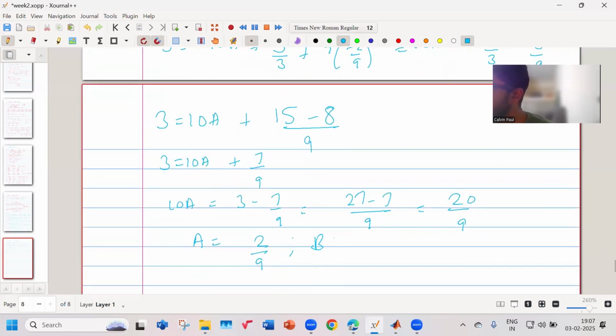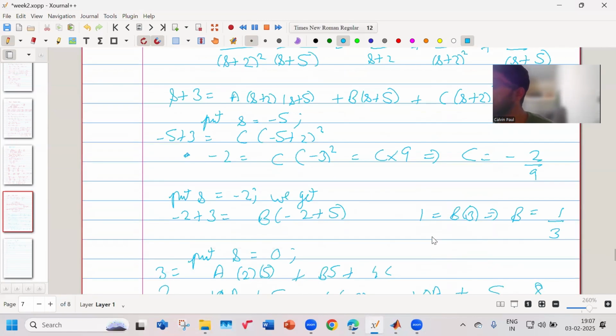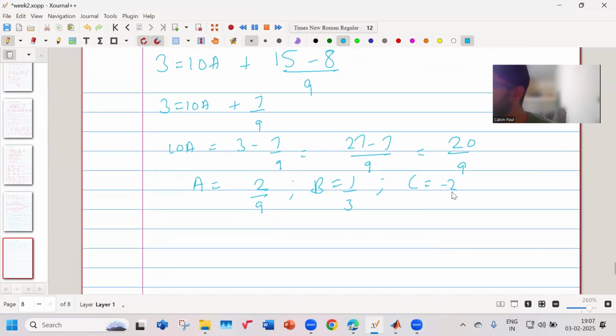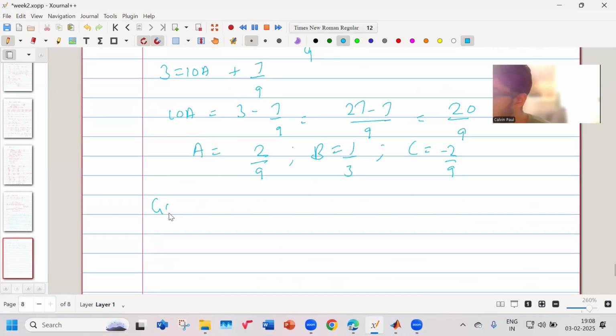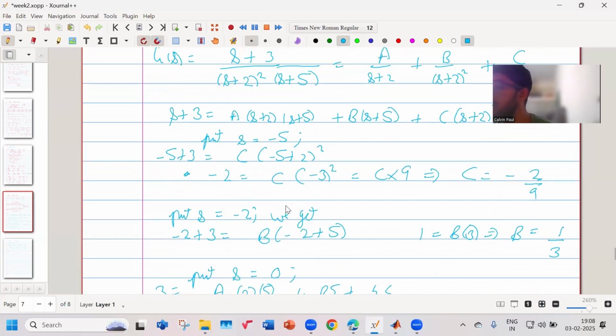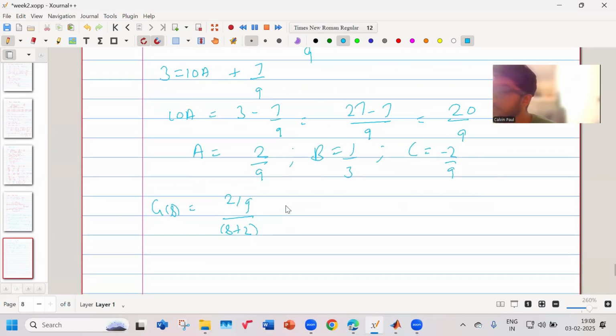B is equal to 1 by 3, and C is equal to minus 2 by 9. These are the numbers which I have got from the partial fraction expansion. So now what we get, G of s is (2 upon 9) upon (s plus 2), plus B upon (s plus 2) square, so (1 upon 3) upon (s plus 2) square, plus C upon (s plus 5), so plus (minus 2 upon 9) upon (s plus 5). So this is the representation.